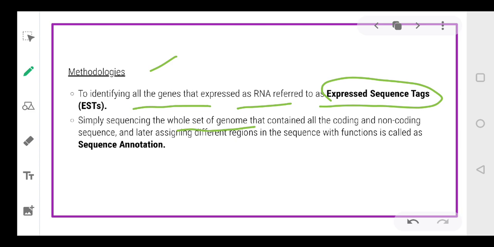When the mRNA is formed, the introns are removed and only then does it become functional mRNA, right? So when you are doing the sequencing, all of the genome will be sequenced, containing both the coding and the non-coding sequences. And later the different regions in the sequence will be assigned different functions, which we call sequence annotation, right?